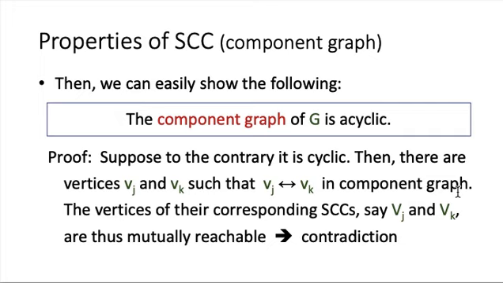And then this gives us a contradiction because of what? Because they are all mutually reachable, so they should have been classified as in the same SCC from the beginning. So why do we have two of them instead of a single one? So this is a contradiction. This contradiction gives us the fact that the original assumption that the component graph of G is cyclic is wrong. So in that case, we prove that the component graph of G is always acyclic.